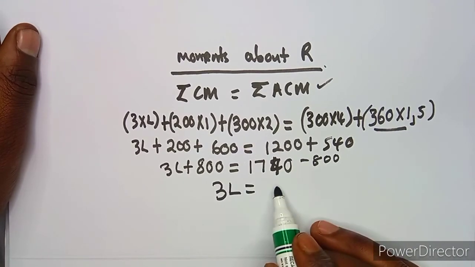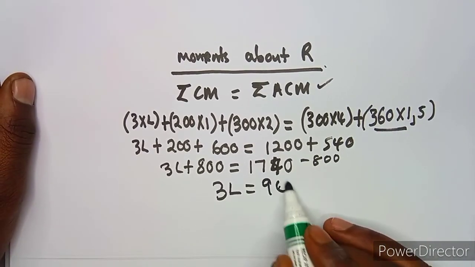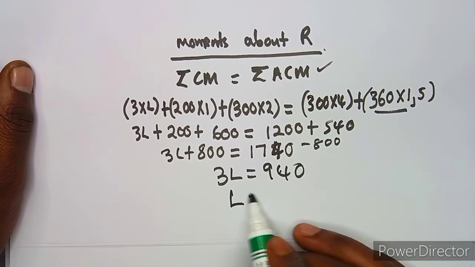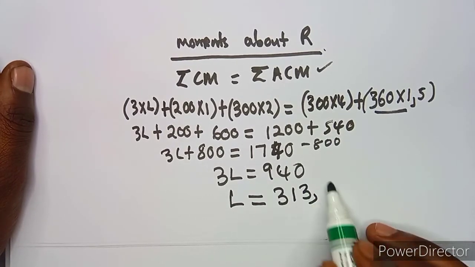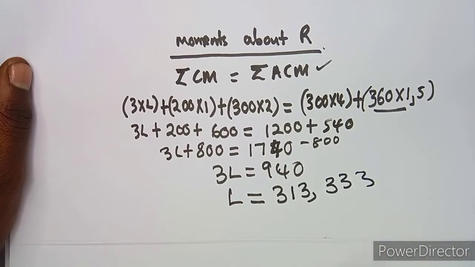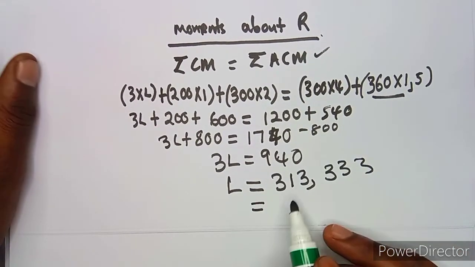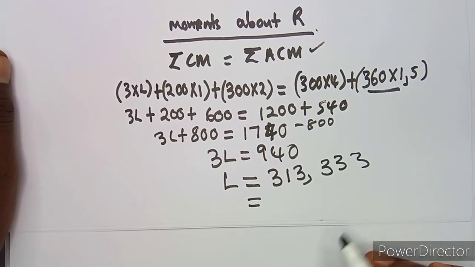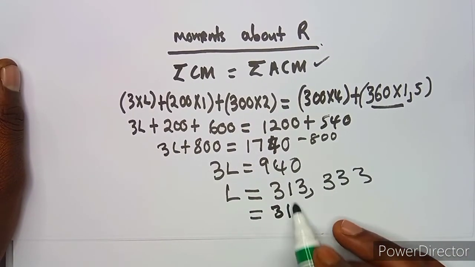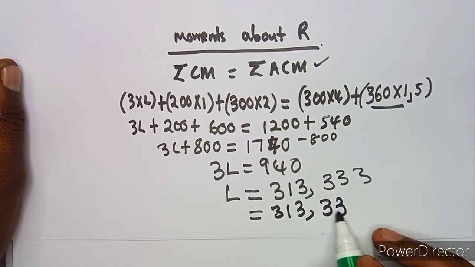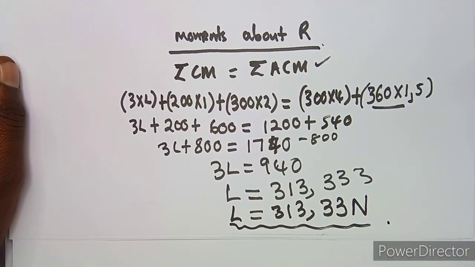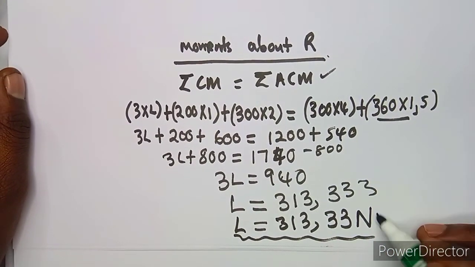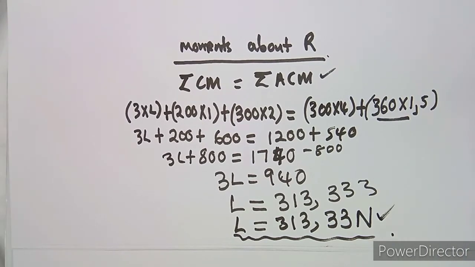So 3L will be equal to 940. Okay, divide by 3 by 3. So L is going to give us a decimal again, which is 313,33333 until the end. So just to two decimal places. The first one we rounded off to 2 decimal places. We are just going to use also 2 decimal places so that it can actually balance well. Okay, so this will be our reaction L. So that is the idea there.